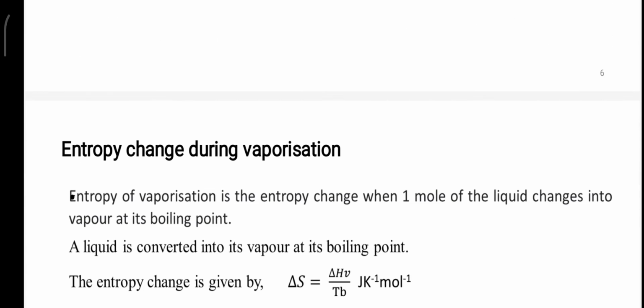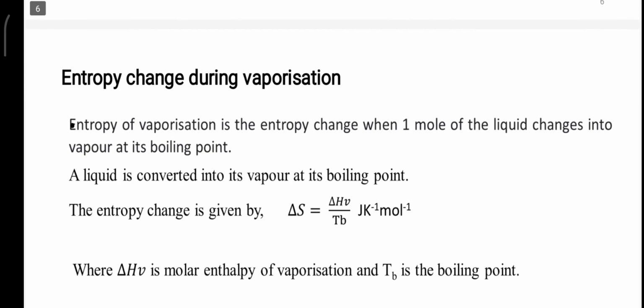Next we have another important process called vaporization. In this process we can observe change of liquid into vapor. Here the entropy change is given by delta HV by TB, and this process takes place at the boiling point of the liquid. Hence the value of temperature you can call TB or TV. The ratio between the enthalpy change and temperature is called the entropy change for the vaporization process.